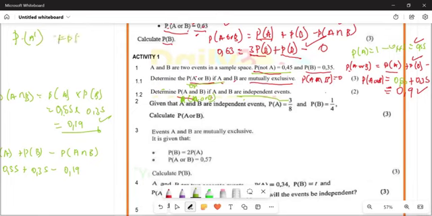So we know the probability of A not, but we don't know the probability of A. The probability of A not was given as 0.45, so 0.45 plus the probability of A equals 1. If you take this one to the other side, the probability of A is given by 1 minus 0.45. That is clear whether the events are mutually exclusive or independent, it doesn't matter. Are we still together? Okay, let's jump to number 2 then.